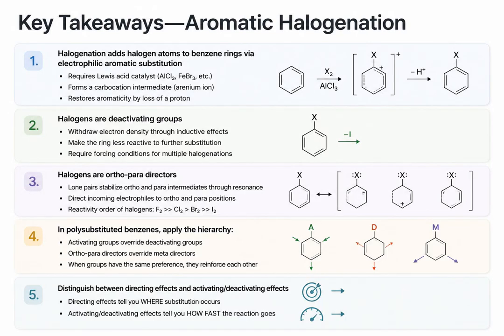Aromatic halogenation is a fundamental reaction in organic chemistry that combines electrophilic aromatic substitution with the unique properties of halogen substituents. Remember that halogens are electron withdrawing, which makes them deactivating groups. They slow down the reaction. But they're also ortho-para-directors because their lone pairs can stabilize the intermediate carbocation through resonance. When you're predicting products in polysubstituted benzenes, always apply the hierarchy. Activating groups beat deactivating groups, and ortho-para-directors beat meta-directors.